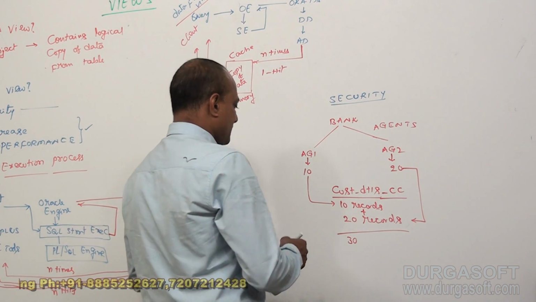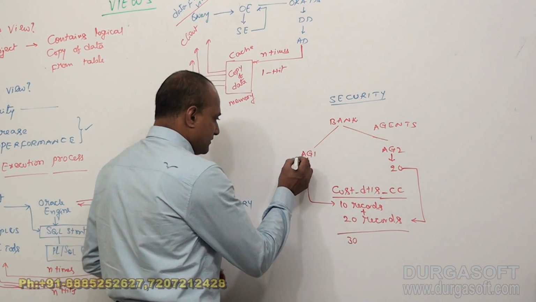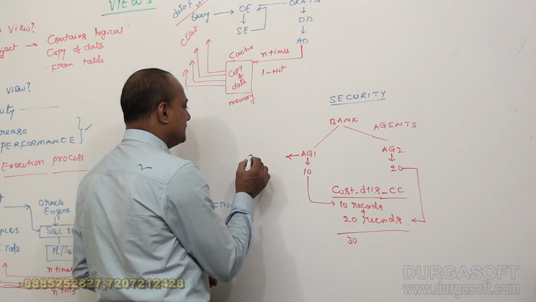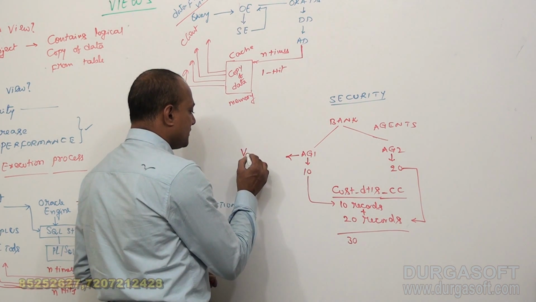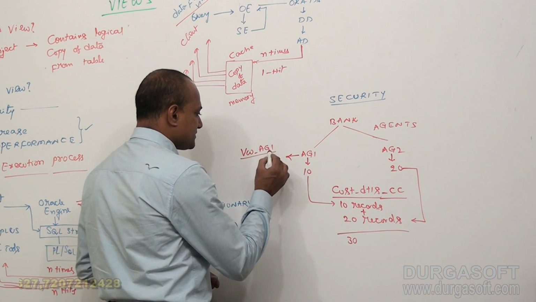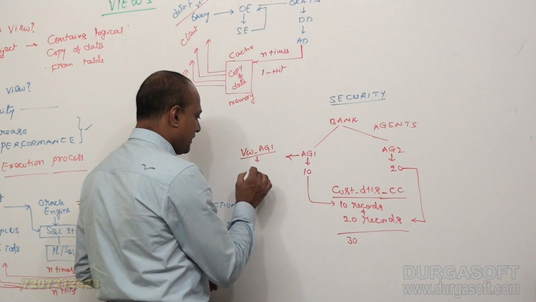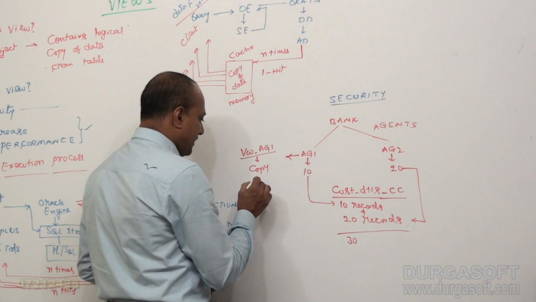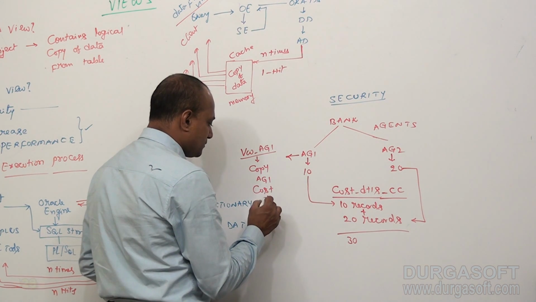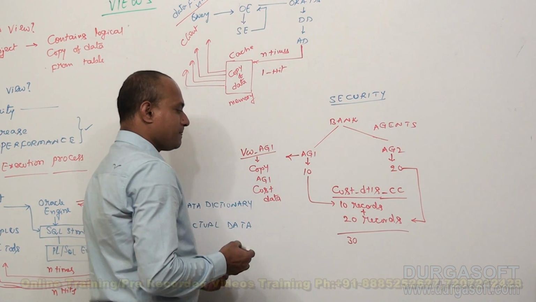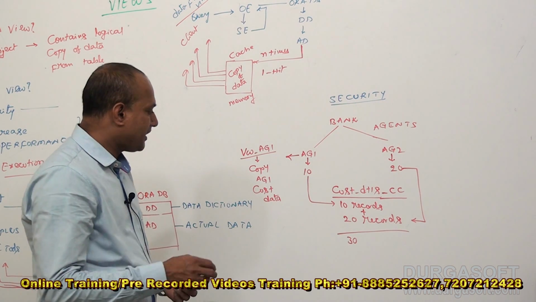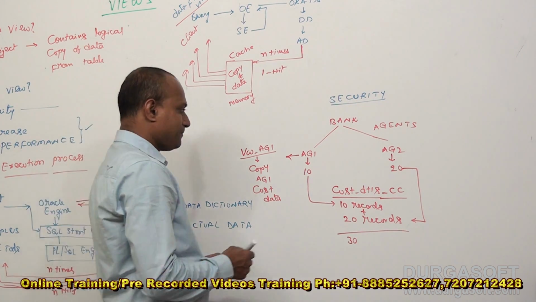See here. The banking people within the database developers will develop two views. There is a view for agent 1. So this is a view. It contains a copy of agent 1 customers' data. Under this view only, I will maintain a copy of agent 1 customers' data.